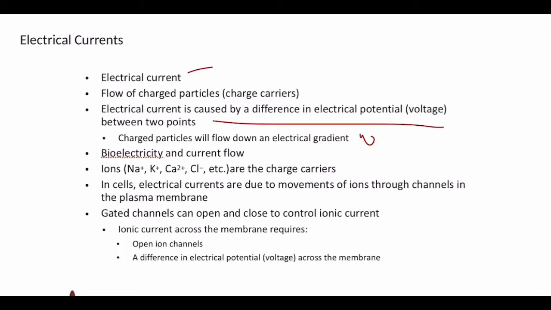The ions we're going to look at are sodium, potassium, calcium, chloride, etc. These are going to be the charge carriers. As you can see, they all have either positive or negative charges. In cells, electrical currents are due to the movements of these ions through channels. They're like little gates in the plasma membrane. They control who goes in and who goes out and how much. These gated channels are guarded, and they can open and close to control the ionic current going in and out.